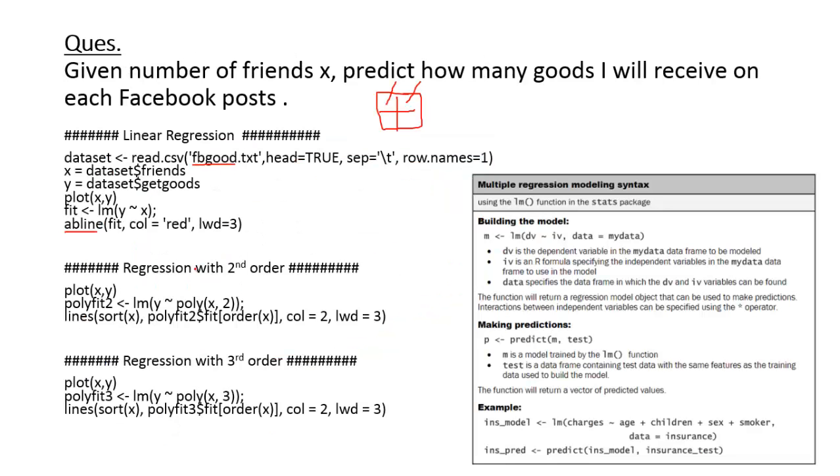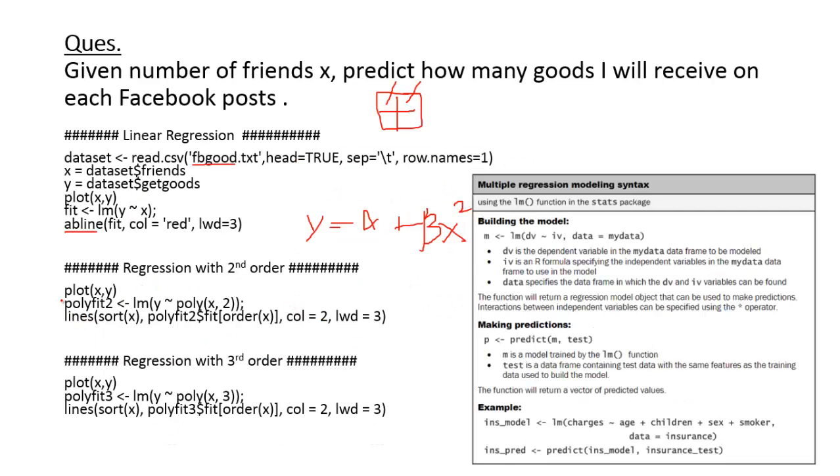So what I'll do is I'll try to fit a second order fit. Second order means, here y is equal to alpha plus beta x square.